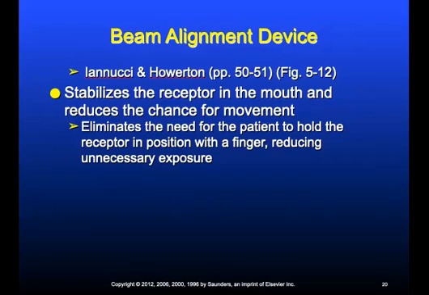chance for retakes. So if your patient, for some reason, doesn't have teeth in that area where you're going to be taking an X-ray, so they're going to have a hard time biting on that beam alignment device, you could actually put a cotton roll in place where those teeth should be, and that'll help you stabilize your sensor or your receptor.